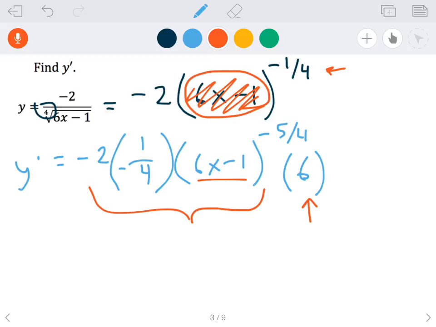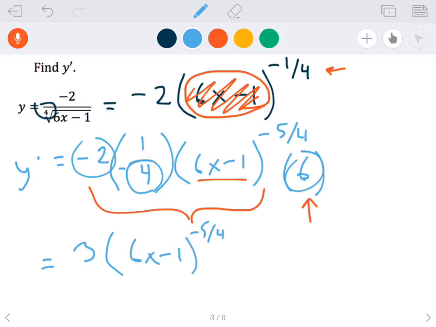And I do this without going through all the charade with the u, right? Let's simplify this. Negative 2 times 6 is 12. Divided by 4 is 3. So I have 3 times 6x minus 1 to the negative 5/4. I don't have to do anything else, but I shouldn't leave negative exponents in my answer, so I'll make this 3 over 6x minus 1 to the 5/4.